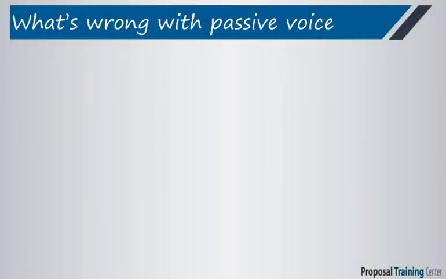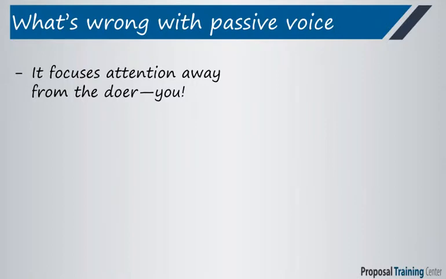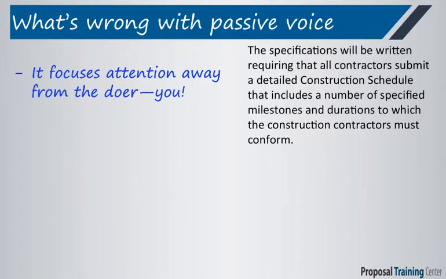Okay, now let's talk a little bit about what's wrong with passive voice. Well, in the first place, as we have seen, passive voice focuses attention away from the doer, you. Take a look at this example. The specifications will be written requiring that all contractors submit a detailed construction schedule that includes a number of specified milestones and durations to which the construction contractors must conform. In this example from a proposal, there's no way to tell immediately who will do what here.